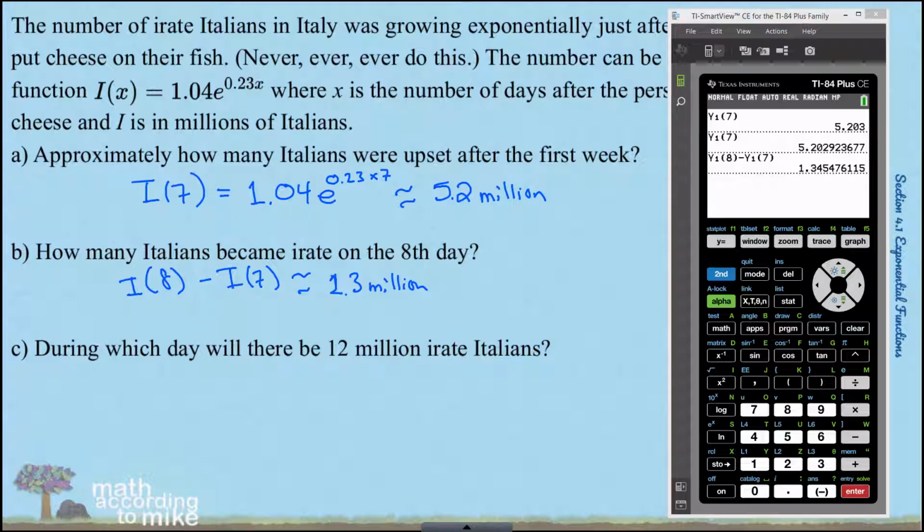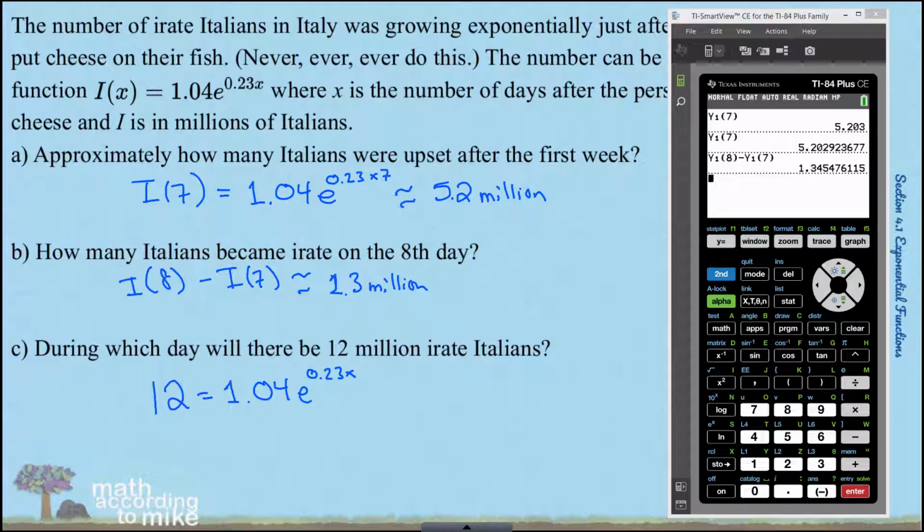Great. During which day will there be 12 million irate Italians? Well, we now know the total number we want. We want 12, but we don't know which day. Remember, x is the number of days. In our function, x is in the exponent. At this stage of the class, we do not know how to solve for something in the exponent; that comes later in this chapter. So the equation we want to solve is 12 = 1.04e^(0.23x).